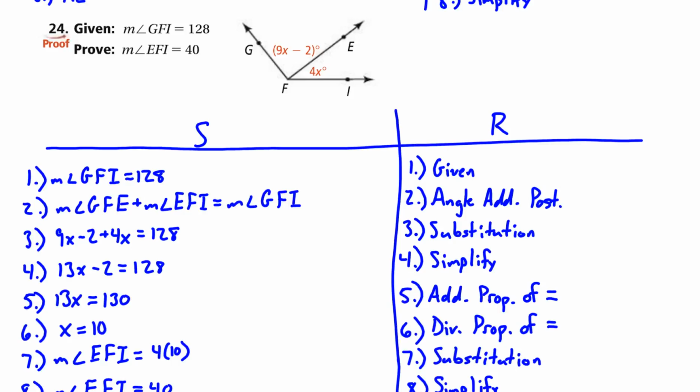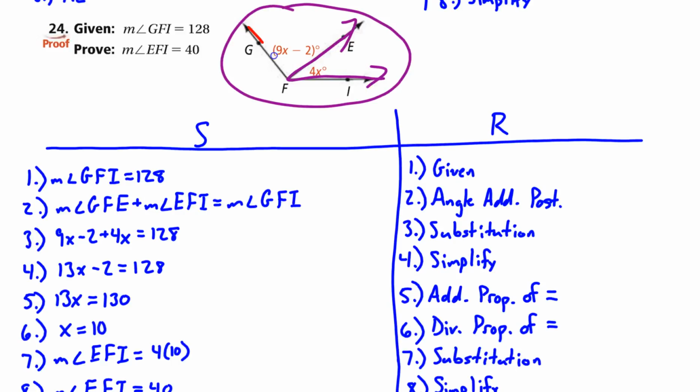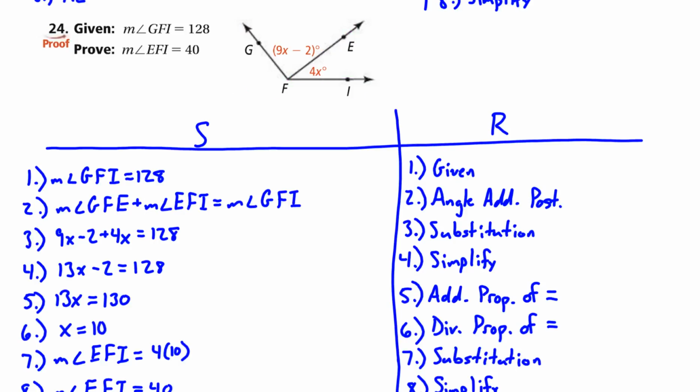So when I look at the diagram and I look at how these things are related, I want to know about EFI, which is this angle right here. But the only thing that's given is this entire angle. So I have to start thinking about how those two things are related, and they're related through angle addition. If I add up each of these pieces, this piece, the GFE, plus this piece, the EFI, it equals the whole thing, which is the GFI.